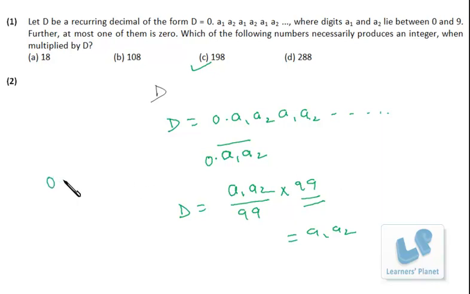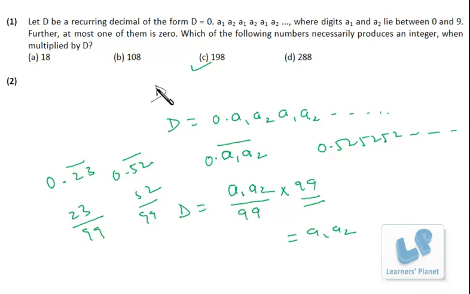Friends, you must be knowing how we write this sort of number. Suppose it is 0.23 bar, so it is written as 23 by 99. If it is 0.52 bar, then it is written as 52 by 99. 0.52 bar is 0.525252, something like that. So in this case we are getting A1 A2 A1 A2 A1 A2, so it will be A1 A2 bar. Okay, so if you are having bar on two numbers, you will divide the number by two nines. If you are having bar on three numbers, suppose 0.537 bar, then you have to divide it by three nines, that is 537 by 999. Okay, so these are the general things that you have to keep in your mind.